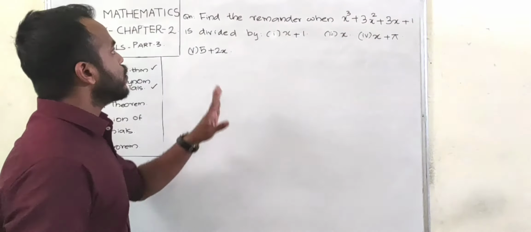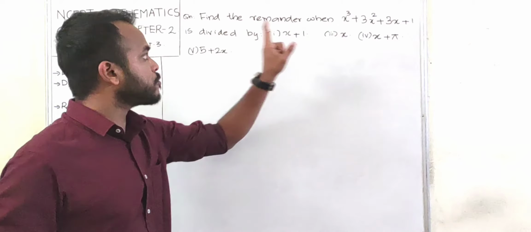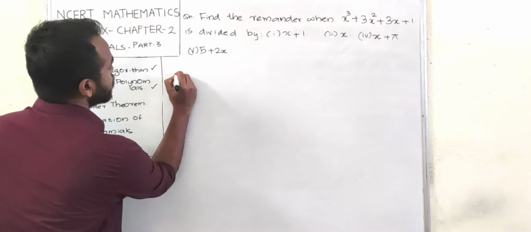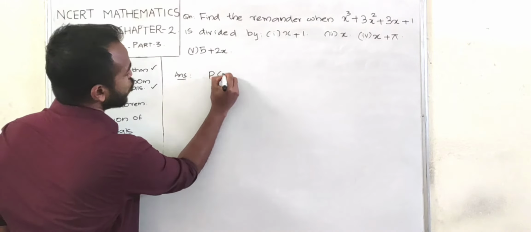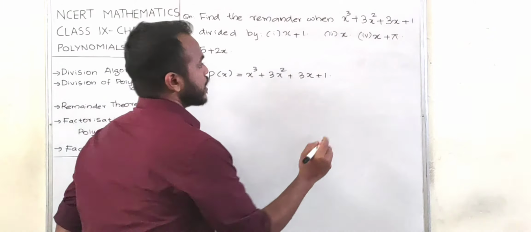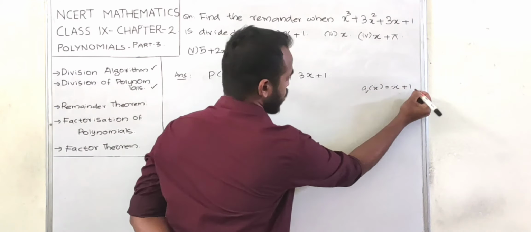Let's try to solve. First question, find the remainder when x cube plus 3x square plus 3x plus 1 is divided by x plus 1. So what's the step that we should follow? First, write down the polynomial that is given to us, P of x, that is x cube plus 3x square plus 3x plus 1. Now, what is the polynomial that is to be divided? First one, x plus 1.